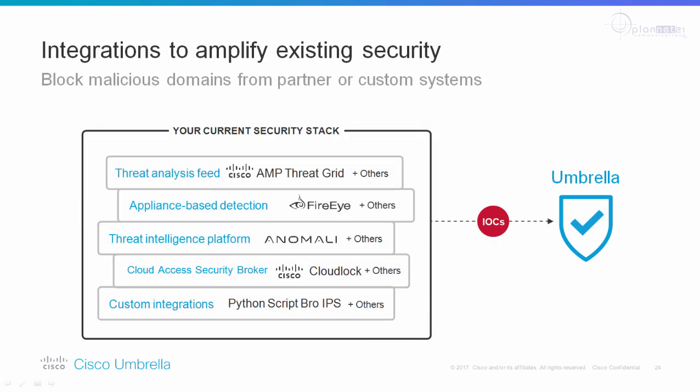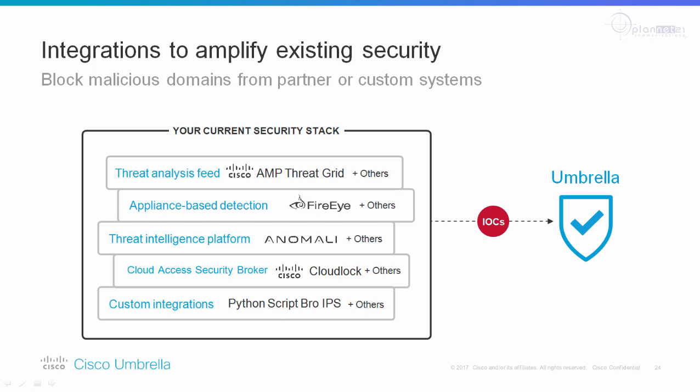So I'd ask you, do you use any of the products listed on this slide? What products are you currently using? Umbrella has an API for integration with existing solutions and workflows, both third-party, partner, and custom in-house solutions to amplify protection. So, threat analysis field.